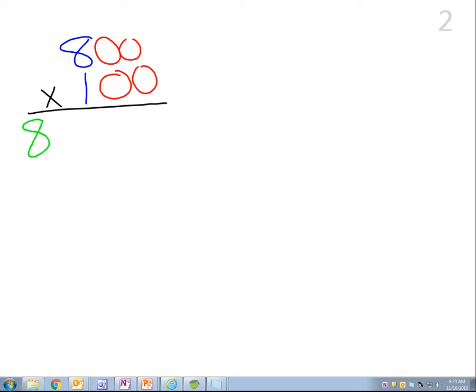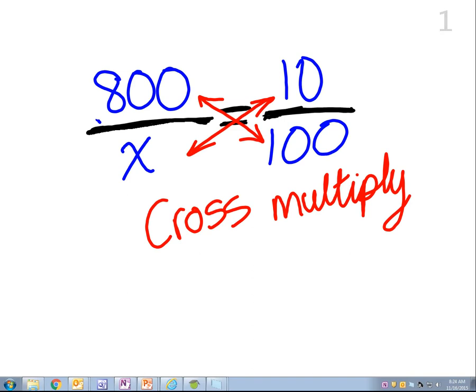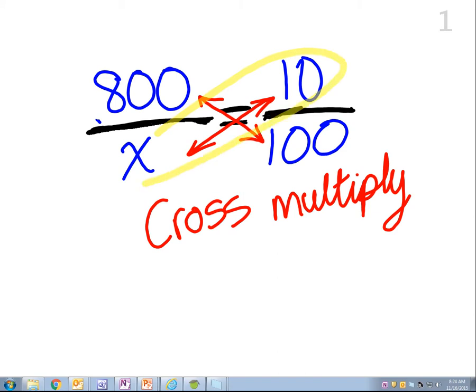800 times 100 is going to be 8 times 1, which is 8. And then we just bring those 4 zeros down: 1, 2, 3, 4. So I have 80,000. So it's 80,000 equals 10x, because what we did is we multiplied. So here's our 10x that we multiplied. 10 times x is 10x.